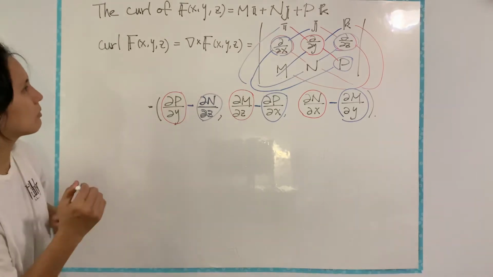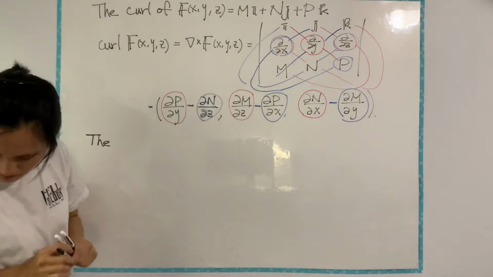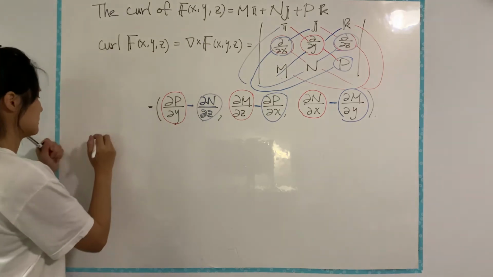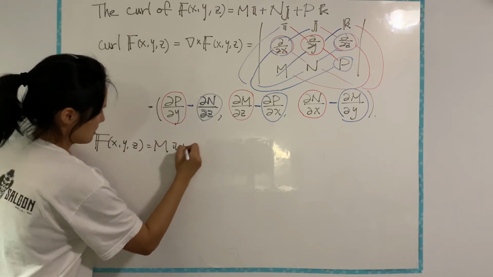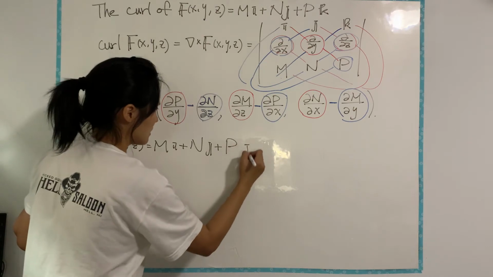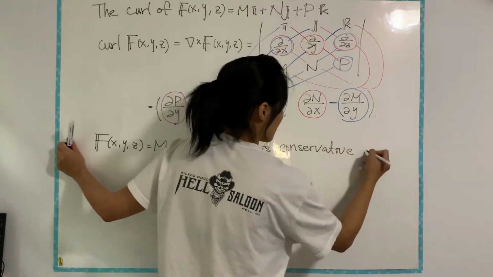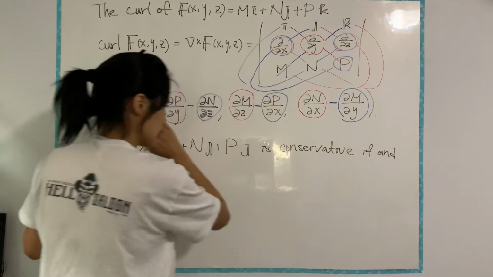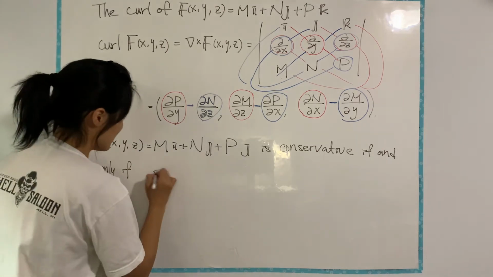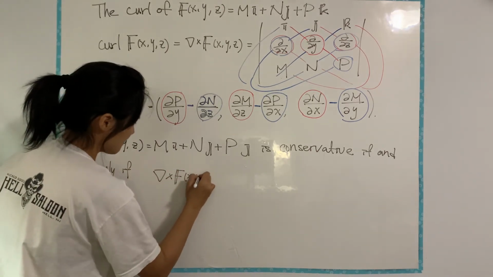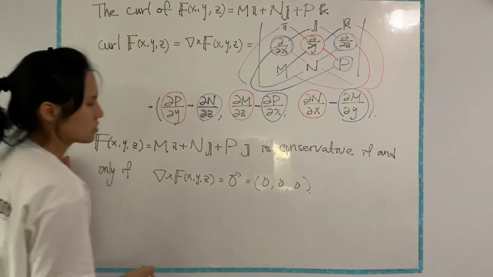So why is this important? Because the vector field F of x, y, z is conservative, meaning it can be expressed as the gradient of some function, if and only if the curl of this vector field is a zero vector, meaning every component is equal to 0.